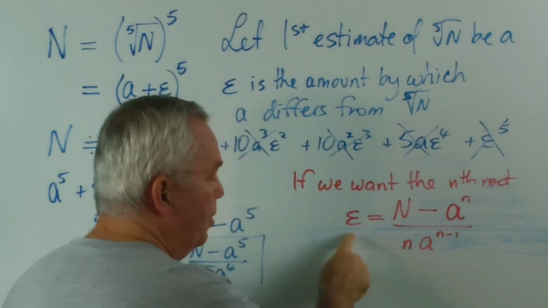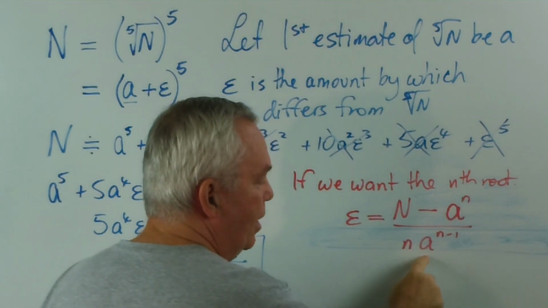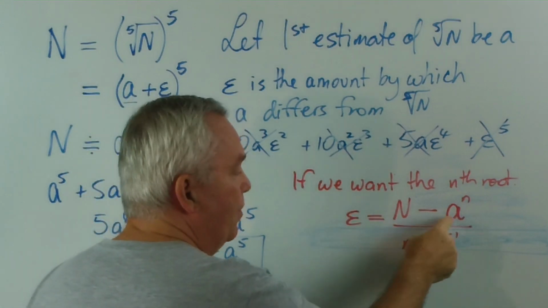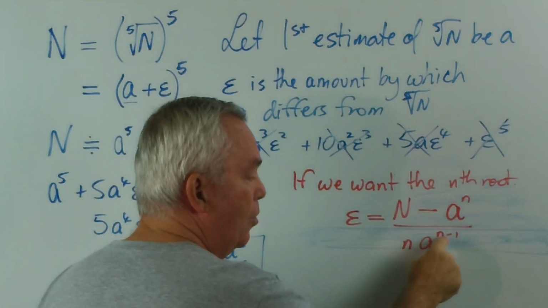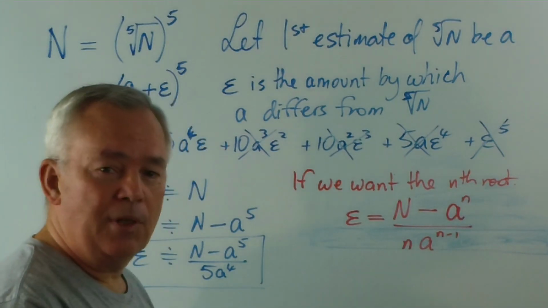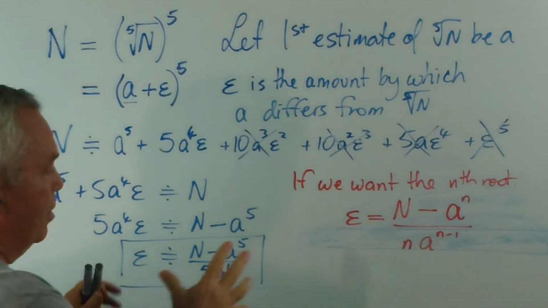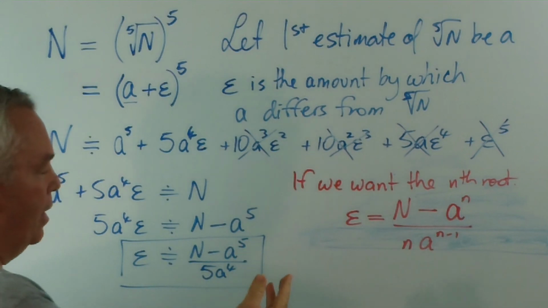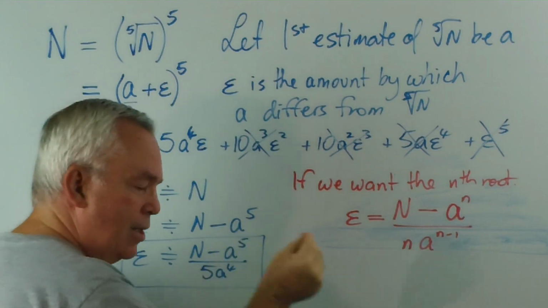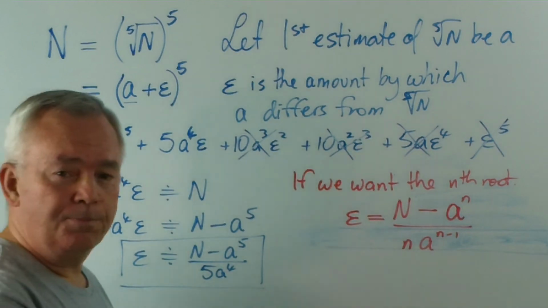So if you want the 17th root, then you make an estimate of the 17th root and you'll have a to the power 17 and 17a to the 16 here. If you want a square root, you will make an estimate and you'll have a squared and then 2a to the 1, or just 2a on the bottom. And perhaps at the end of this video I might just find a square root very quickly as well. But this is the methodology. We make an estimate and then we calculate the next estimate by finding this adjustment factor, which takes this form.